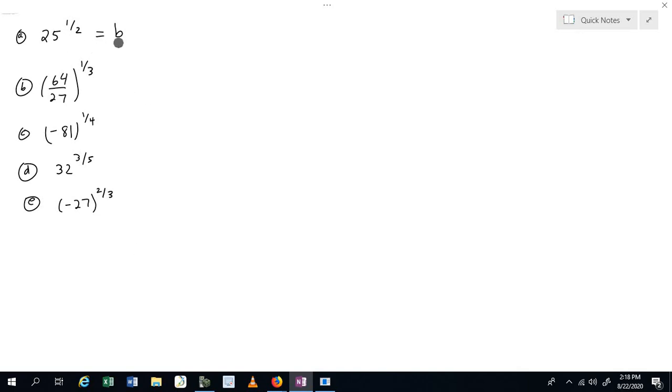So I'm going to call this b, and we're going to try to figure out what b is equal to. So let's say you take this and you square it. So you take 25 to the 1/2 power and you square it, which is the same as b squared, because that is equal to b, right? So I'm squaring this and I'm squaring this. Okay, so let's see what this is equal to.